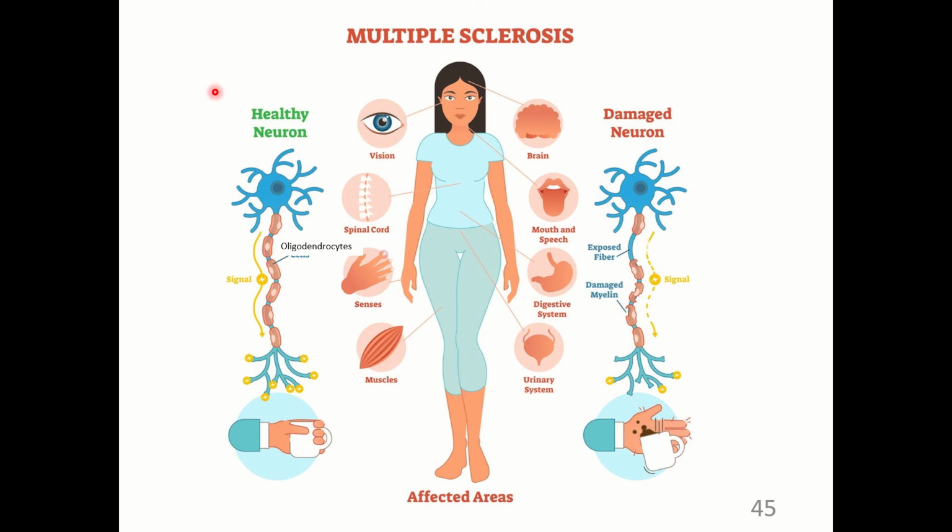This illustration shows a healthy neuron on the left and a damaged neuron from multiple sclerosis on the right. Affected areas include vision loss, loss of communication along motor pathways in the brain and sensory pathways as well. Intelligence is not affected. Spinal cord, disturbed speech patterns, indigestion, urinary incontinence, loss of sensation, and muscle movement.